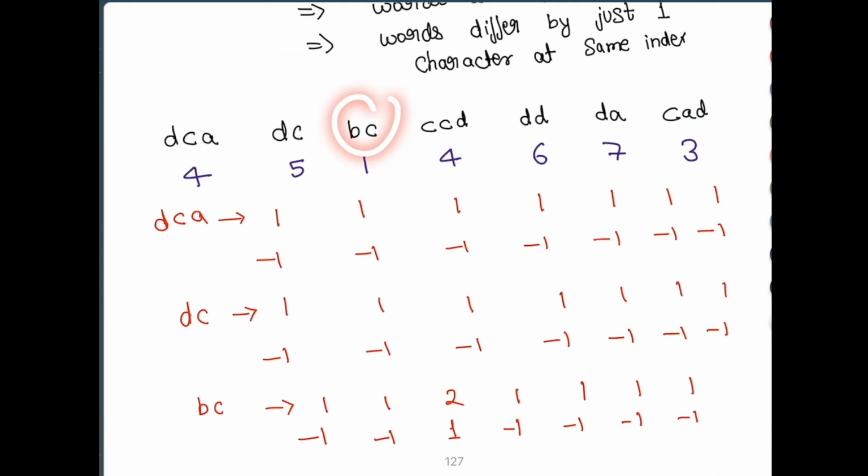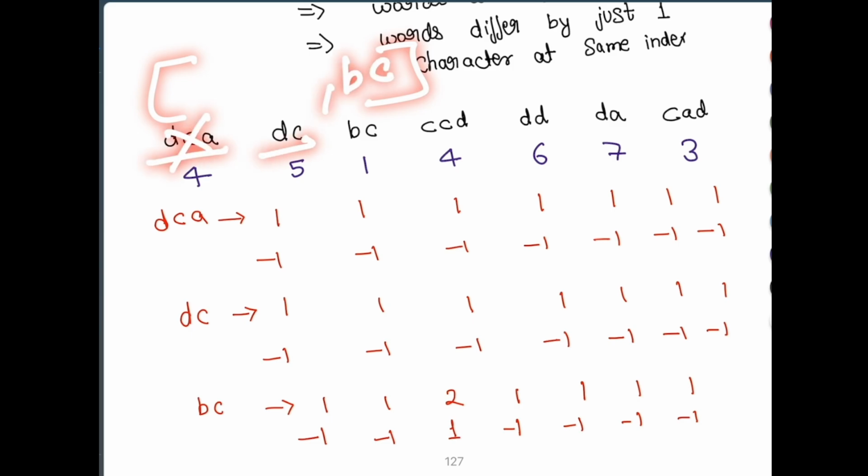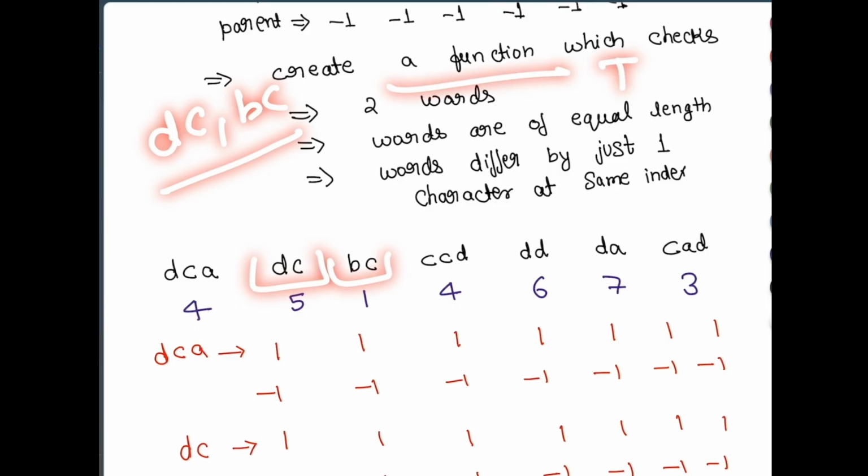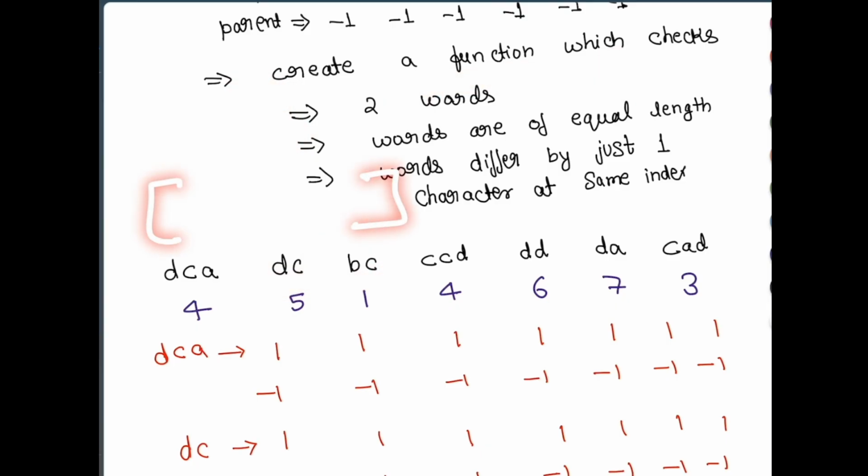But what about BC? If you form a string array, which is your output, ending at BC, you can select DCA or DC or both, right? You cannot select DCA because the words are of different length, but you can select DC. Why? Because they are of the same length, they are of different groups and they differ by exactly one character. So this function is going to return true if you pass DC comma BC to it, right? If you pass these two words, this function will return true. So you can say that if I am forming an array ending at BC, then I can also include DC in my answer. So the length of this is 2.